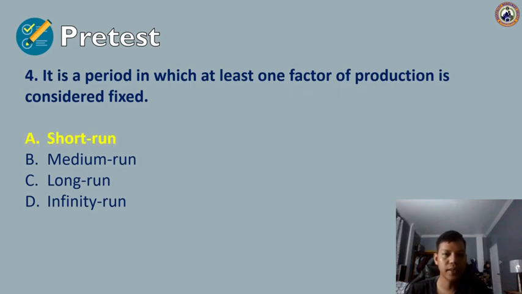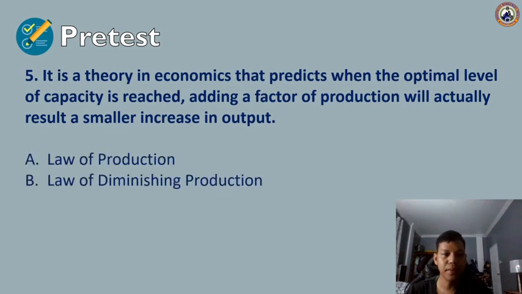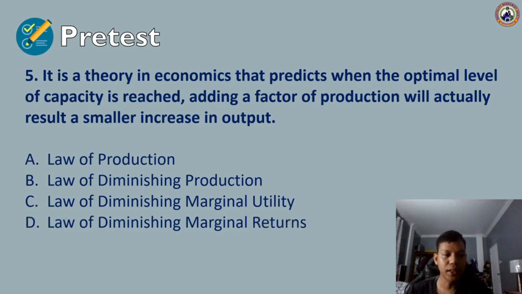Question number 5, last number: it is a theory in economics that predicts when the optimal level of capacity is reached. Adding a factor of production will actually result in a smaller increase in output. A. Law of production, B. Law of diminishing production, C. Law of diminishing marginal utility, or D. Law of diminishing marginal returns.